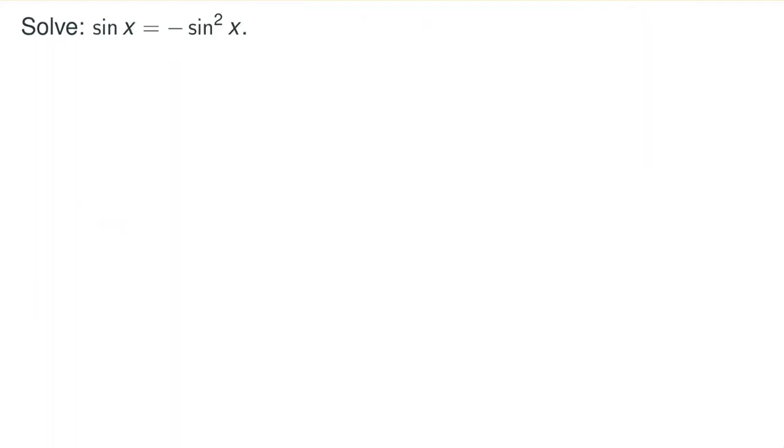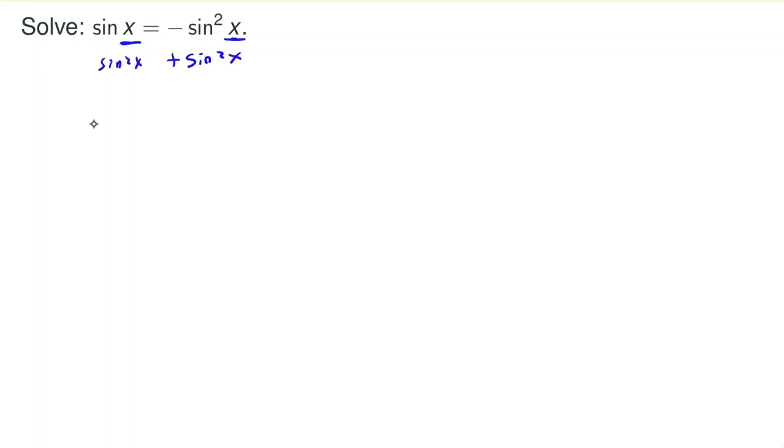Solve sine x equals negative sine squared x. So in this case, we're solving for an unknown variable. In this case, we're finding an angle x that makes this equation true. So what we can do is first we want to have a 0 on the right side. So in this case, we do not divide both sides by sine, because sine could be 0, and we cannot divide by 0, right? So what we do is we add sine squared x to both sides.